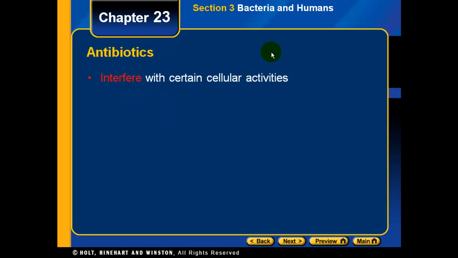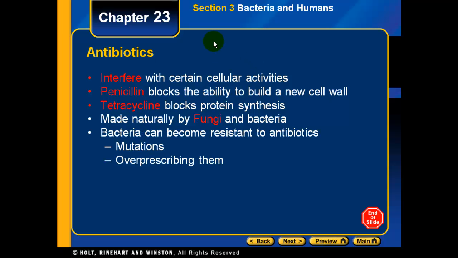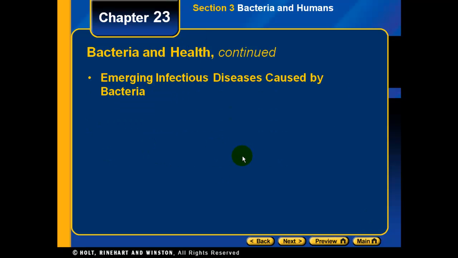Antibiotics, how do they work? They interfere with the cellular activities of the bacteria. For example, penicillin specifically blocks the ability to build a new cell wall, and tetracycline specifically blocks protein synthesis. If you can't make proteins, you're not going to be able to grow. Antibiotics are made naturally in the environment by fungi and other bacteria. Bacteria can become resistant to antibiotics through mutating or just being overprescribed. So that's why it's important for doctors to only prescribe antibiotics if you have a bacterial infection and not a viral infection.